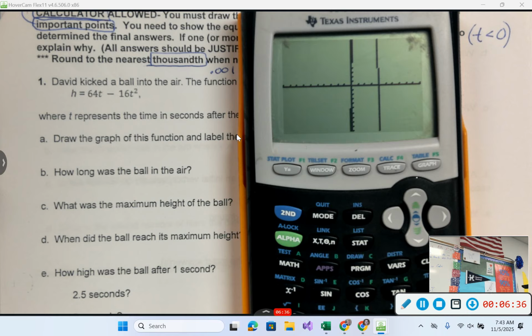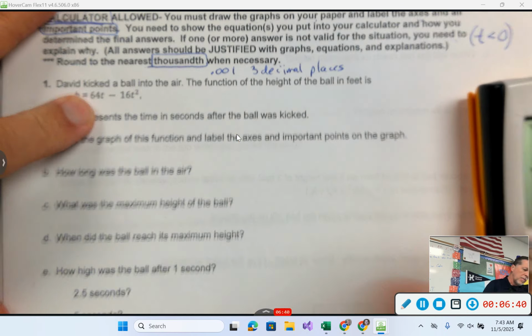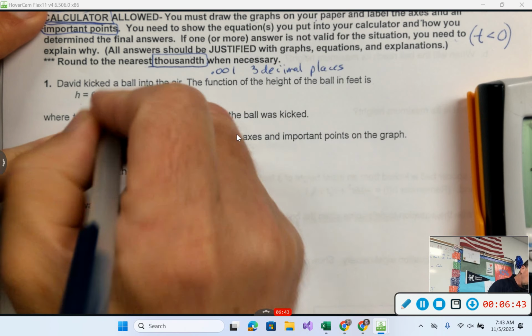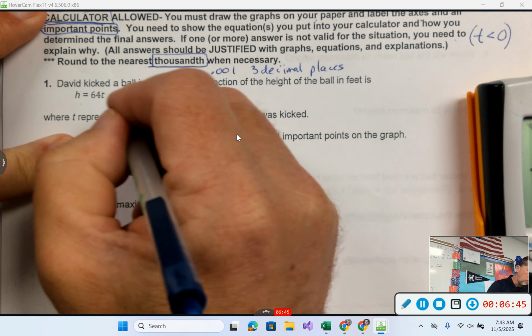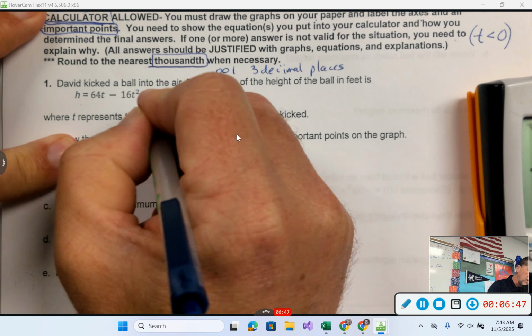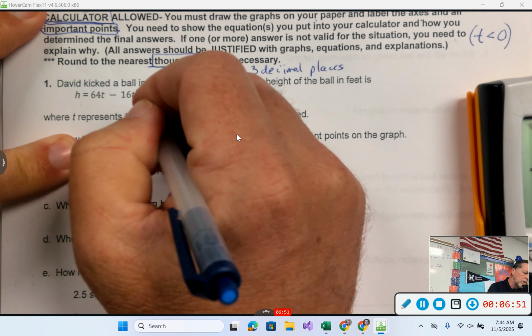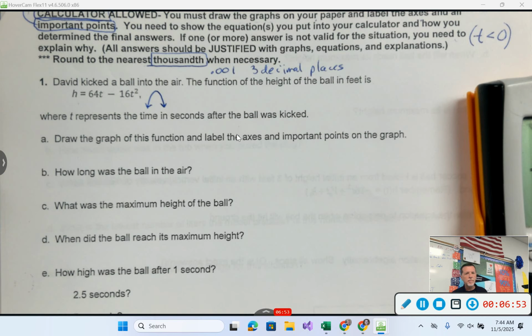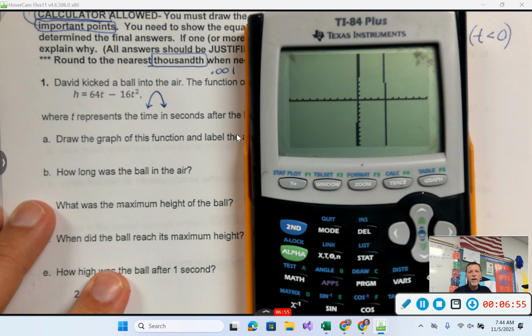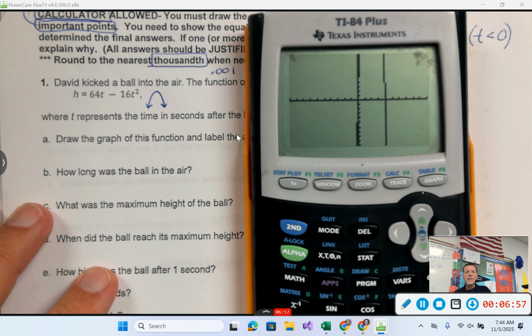Like, I know it's a parabola. In fact, this is where maybe some work ahead of time might have been useful. Like, I know this is a parabola, and I know it's a downward parabola. So I know it should look something like that, even before I graph it, because it's a -t squared. Okay, well, how high is that thing?